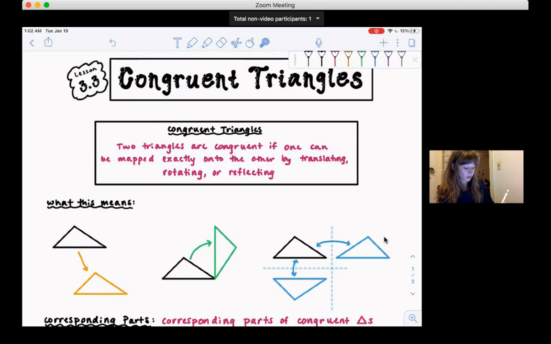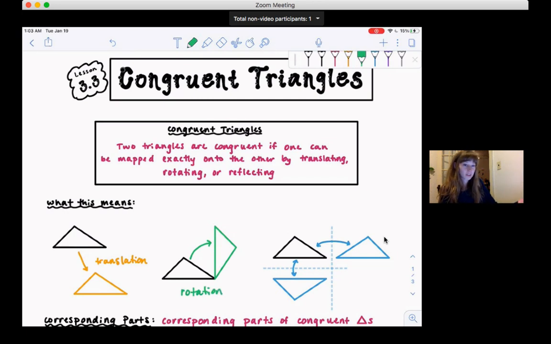And here's what they look like. A translation is this first one, where I've taken the triangle and I'm just sliding it. So I'm not spinning it or flipping it, I'm just taking it as is and moving it around. That's a translation. A rotation is you spin it. So it's starting with this orientation and now I'm spinning it around this point, so now it's upright. So this is a rotation.